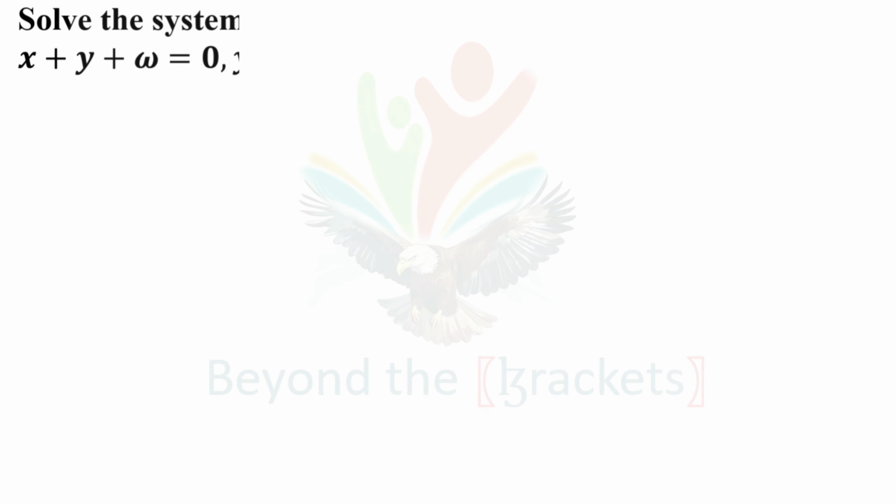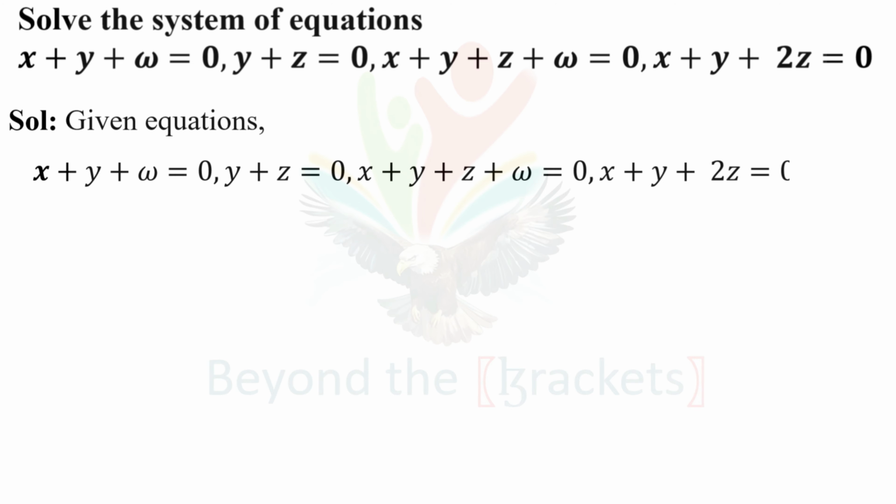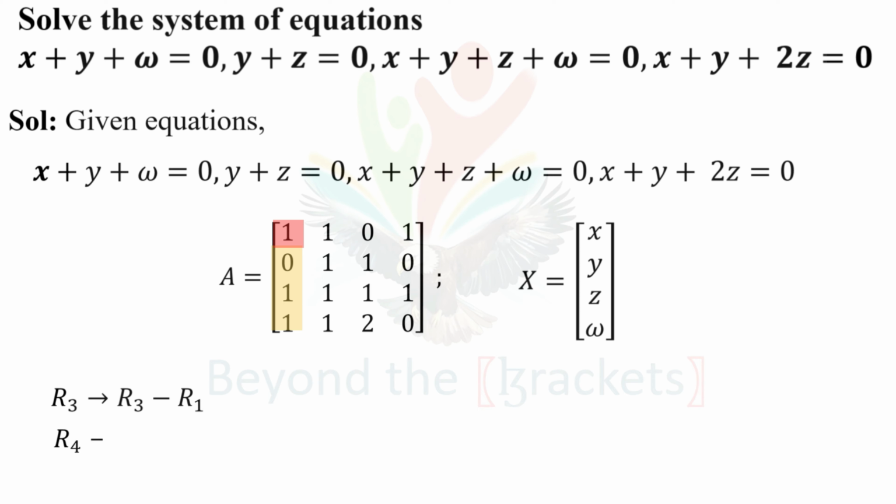Moving on to the next problem, we are asked to find the solution of the system of equations. Here we have four variables, x, y, z, and omega. First, we write the coefficient matrix, matrix A, which contains all the coefficients of the variables, and the variable matrix X, which contains the unknowns. We start by reducing A to echelon form, wherein these elements will be made 0 using R1. So the operation will be changing R3 as R3 minus R1, R4 as R4 minus R1.